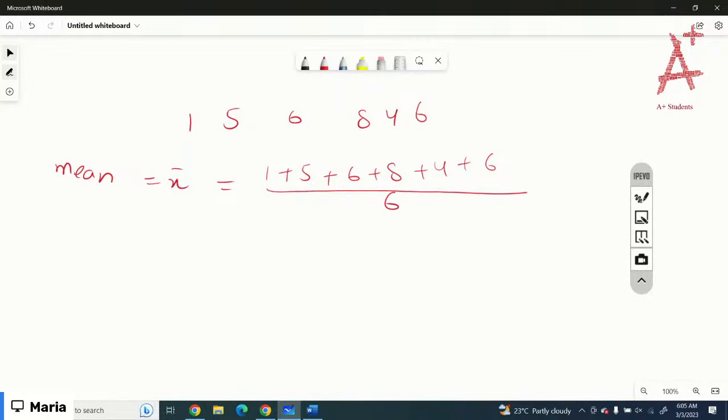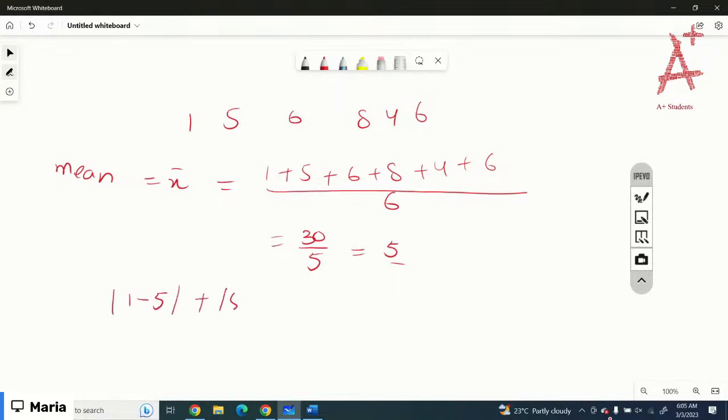Okay, let me just add them. You can use the calculator. So the sum is 30. You have to divide 30 by 6. So 30 divided by 6 is 5. That means the mean of all the values is 5. Now you have to subtract the mean out of all the values and you have to add their absolute value.